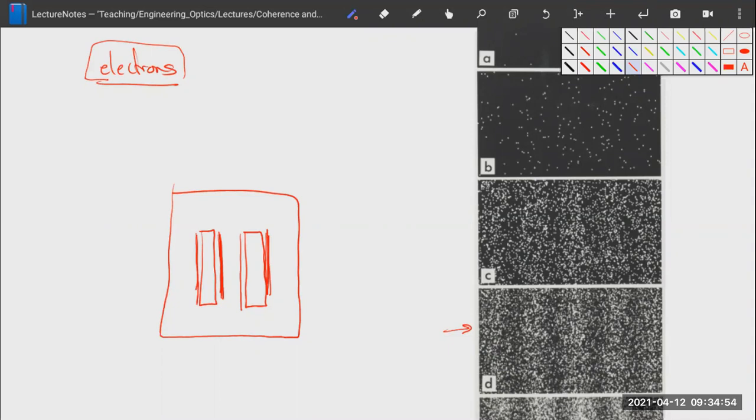So there's a whole bunch of things you can do to make things non-coherent. Anyway, so that's coherence and interference. We're going to move on now and talk about some other stuff.